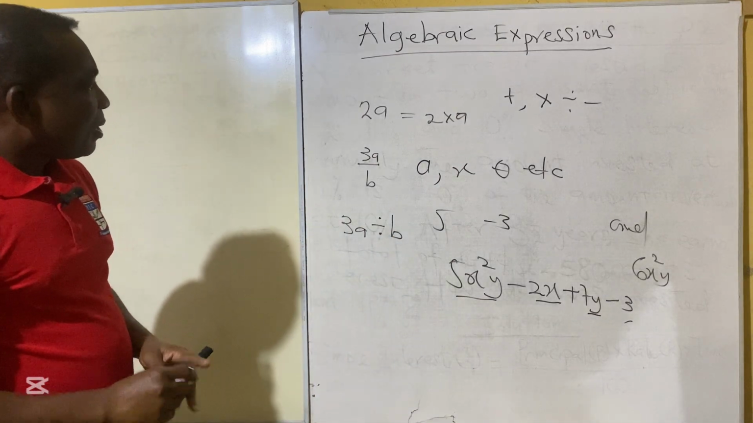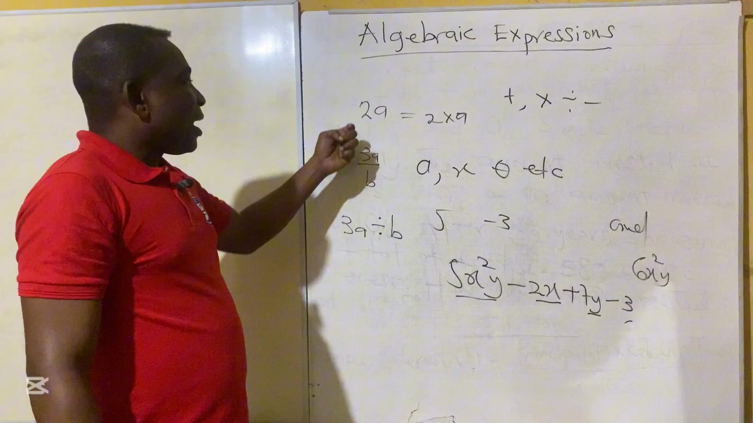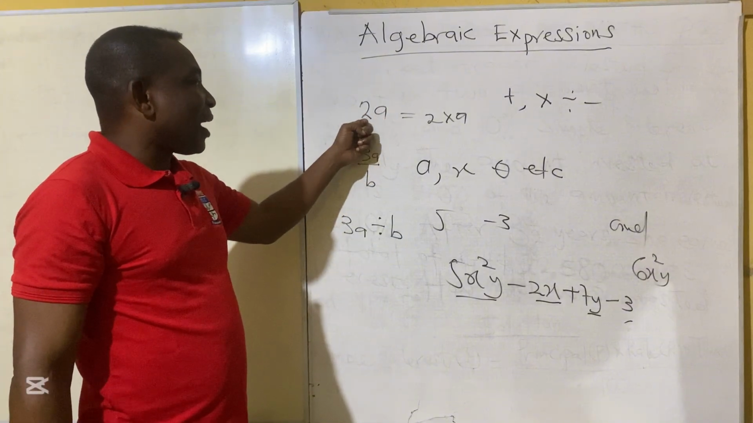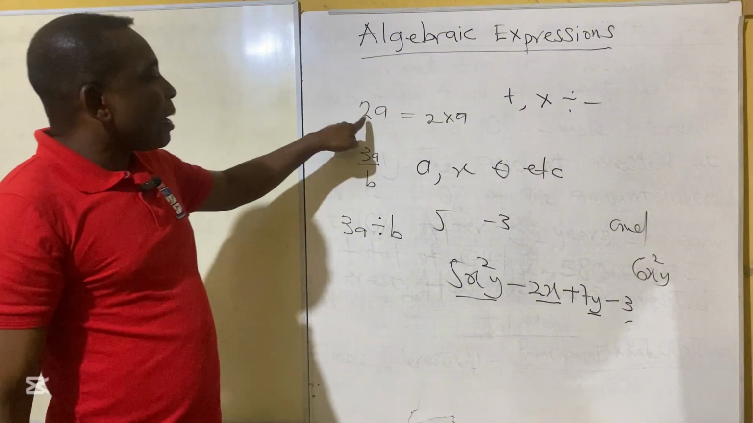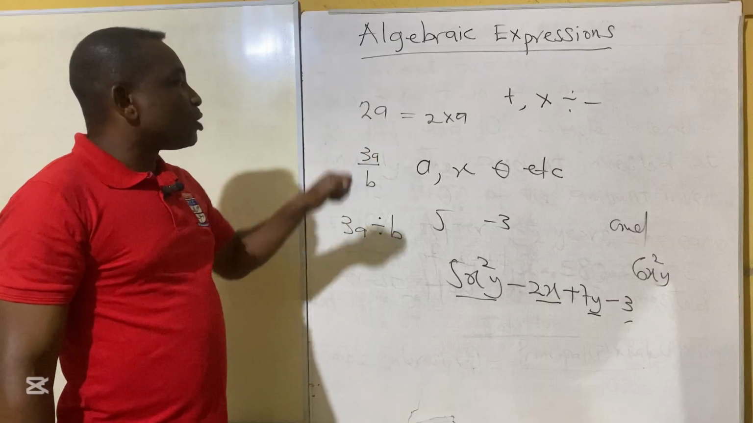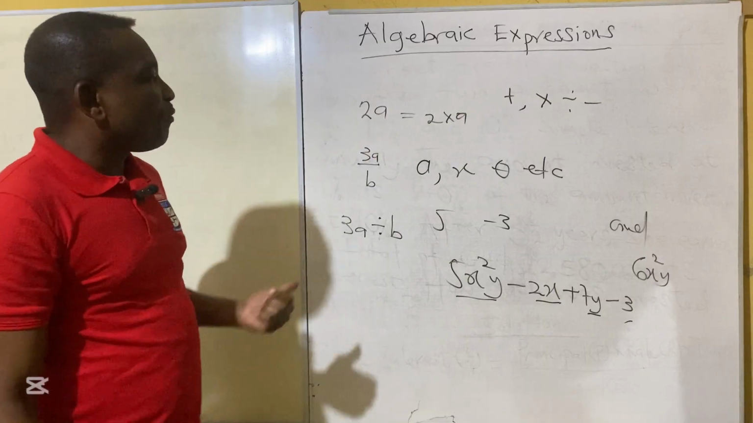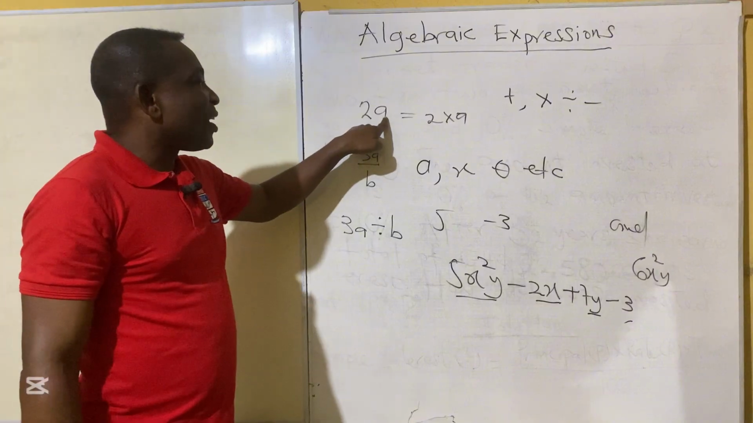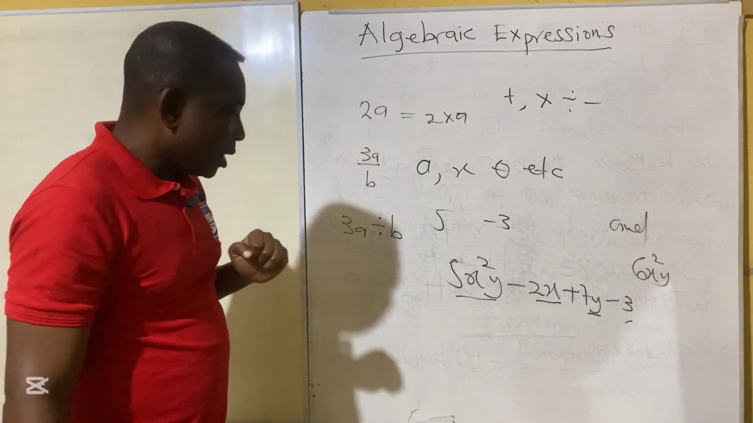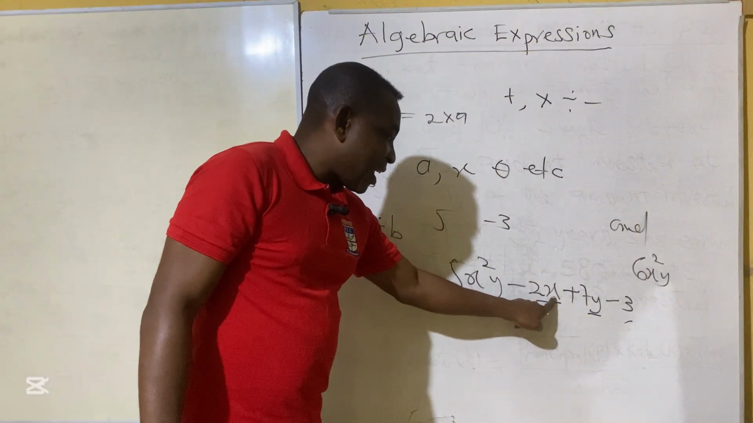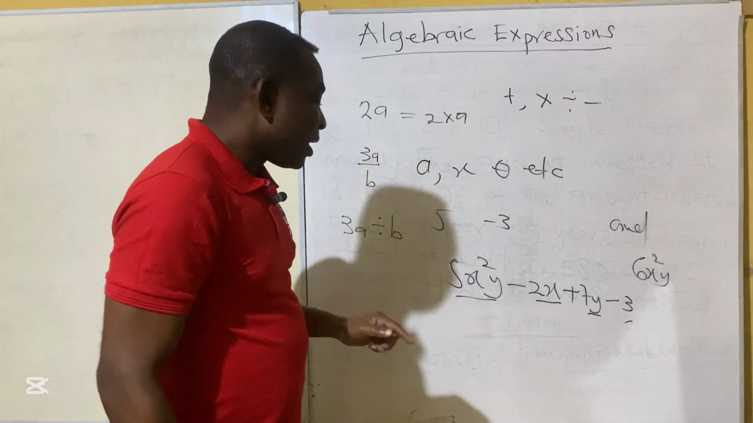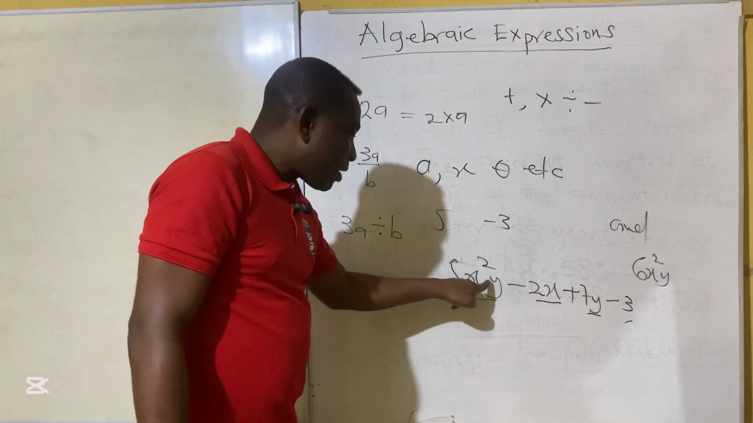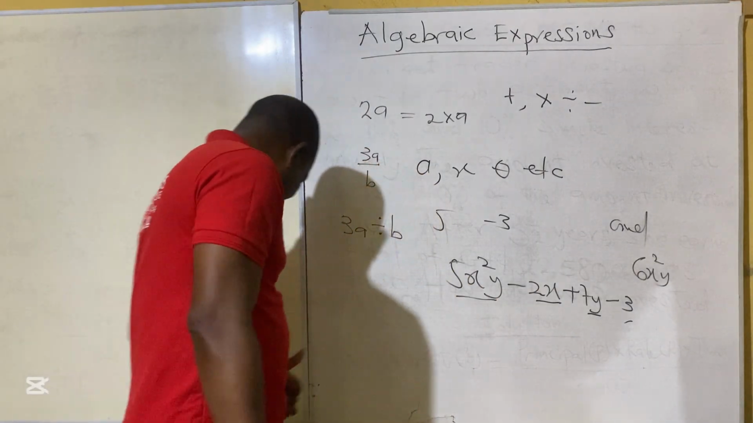Now, if you have a number multiplying a variable like the 2a, the number multiplying the variable is referred to as the coefficient of the variable. So the coefficient of a here is 2. The coefficient of x here is -2. The coefficient of x squared y here is 5.